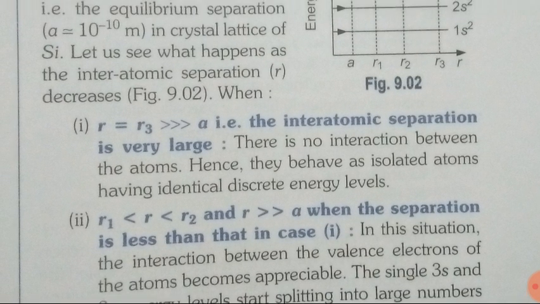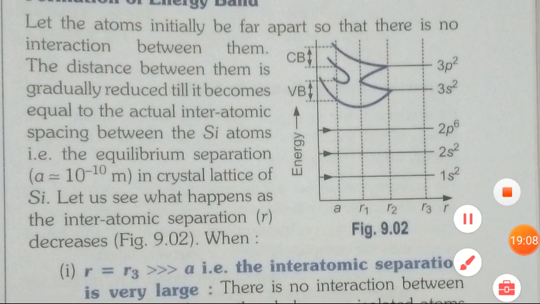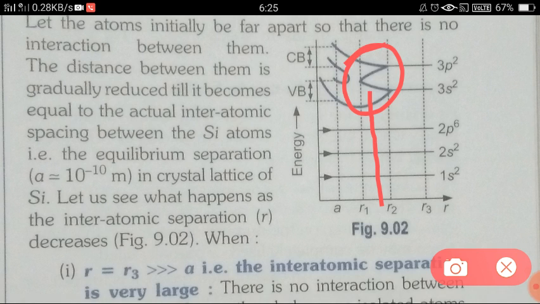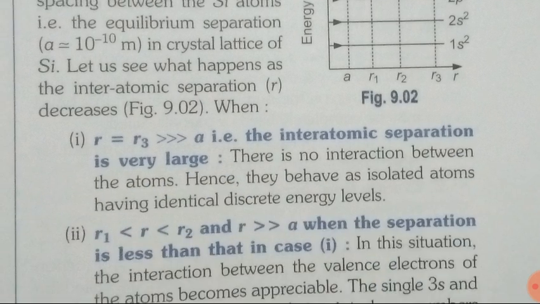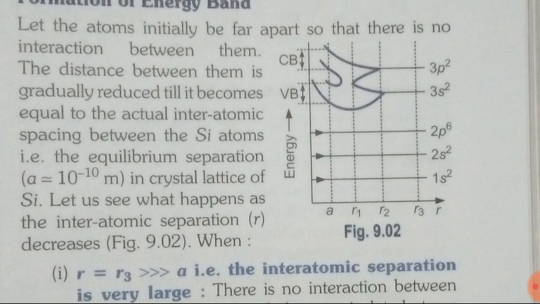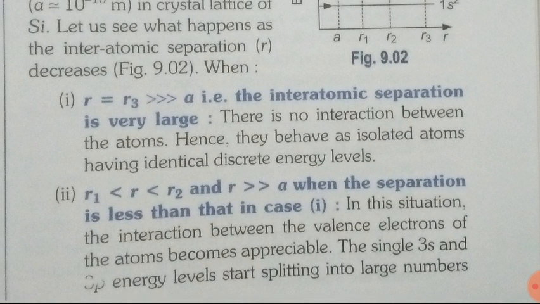When R is between R1 and R2, that means here in this place, okay. So here what happened? R is greater than A when the separation is less than that in the previous case. In this situation, the interaction between the valence electrons of the atoms becomes appreciable, okay. Here you can see the valence electrons are involved with each other. The single 3s and 3p energy levels start splitting into large numbers.